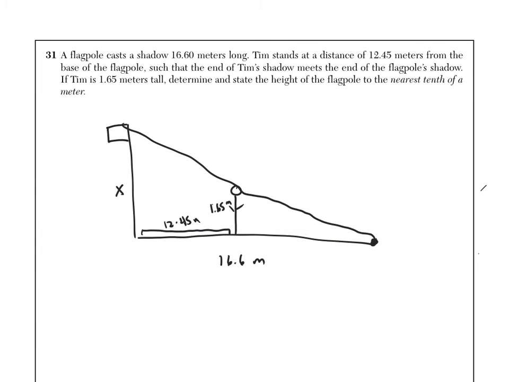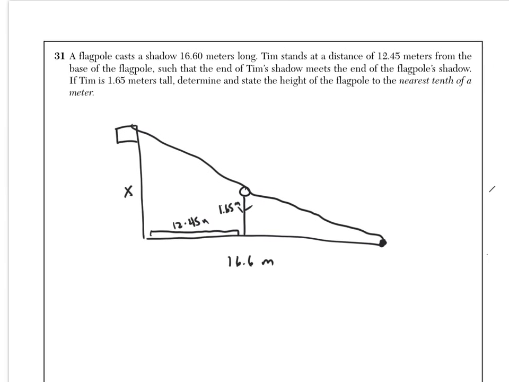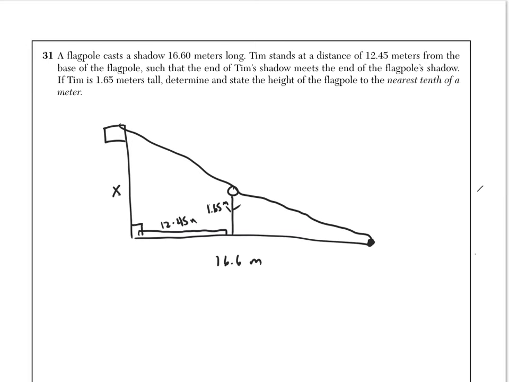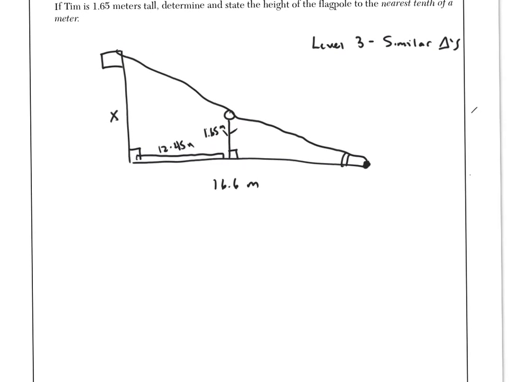Now, what we're going to do is this. We're going to draw two triangles, because these are similar triangles. We know they're similar because, well, a flagpole is perpendicular to the ground. Tim is perpendicular to the ground, and we got the reflexive property right here. So we have angle-angle similarity. So this is level 3, similar triangles. All right. Now, let's actually just write this out. So what we're going to say is this. We got a big triangle like so. That's with the flagpole. So we have X, and we have our whole shadow, which is 16.6.